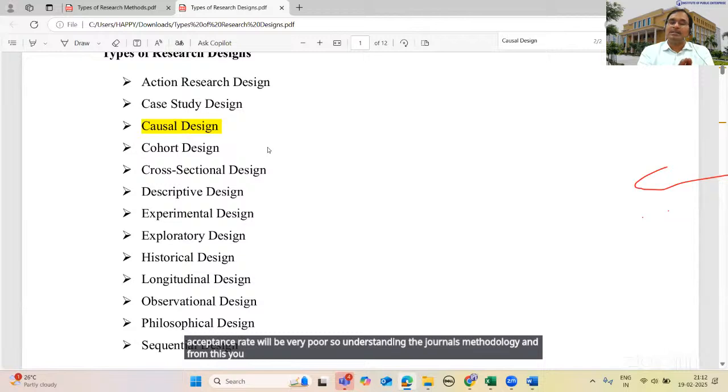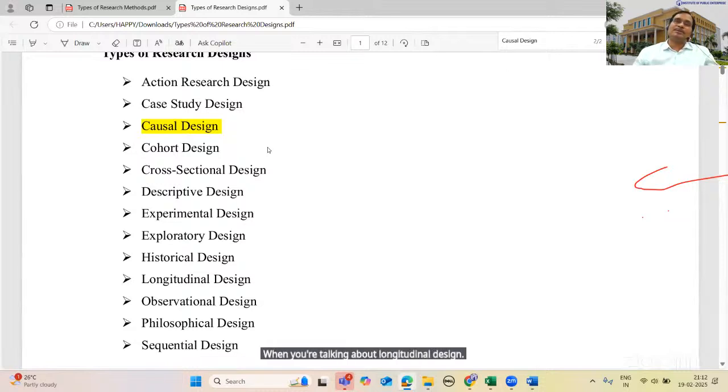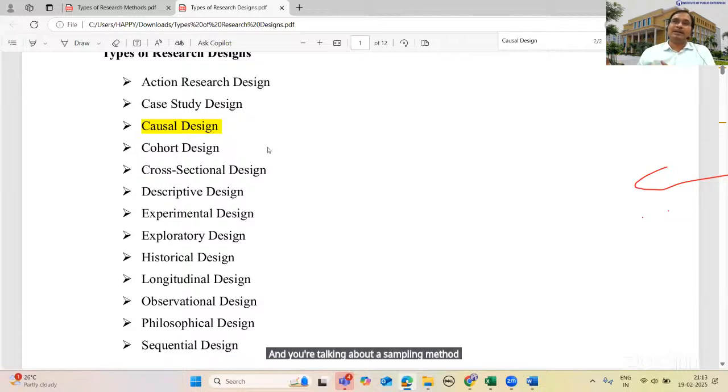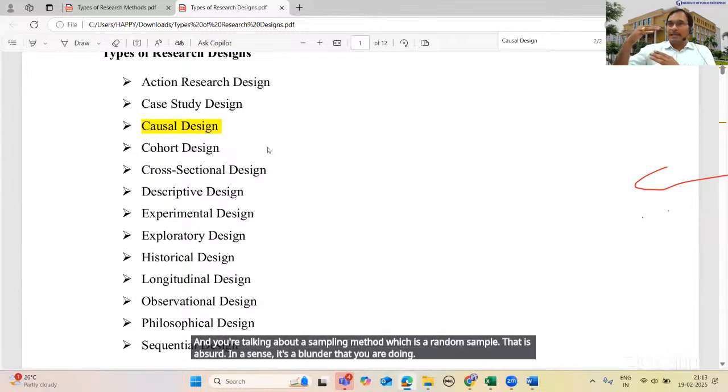And second, there needs to be a linkage between your research design and research methods. Let us say we are talking about a longitudinal design. When you're talking about a longitudinal design, it spreads over multiple times. And for your research method, you are talking about a quantitative research method and a survey, and you're talking about a sampling method which is a random sample. That is absurd. In a sense, it's a blunder that you are making. So there are cascading links.